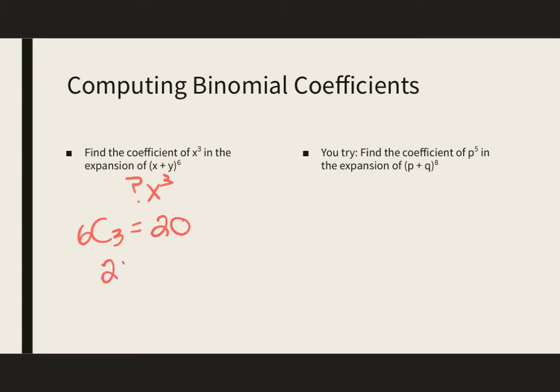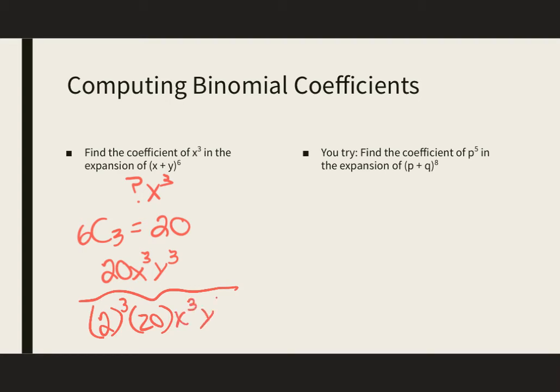Now things change a little bit if we have something like (2x + 3y) to the 6th. That means the official coefficient of x to the 3rd would have to include the coefficient that's already inside the binomial. So again, if it was 2x plus 3y, then you'd raise 2 to the 3rd power, and then you'd also have the coefficient that came from 6 choose 3. You'll see that show up later on.